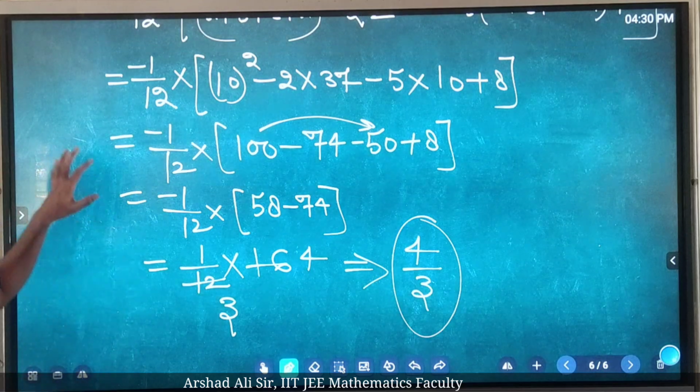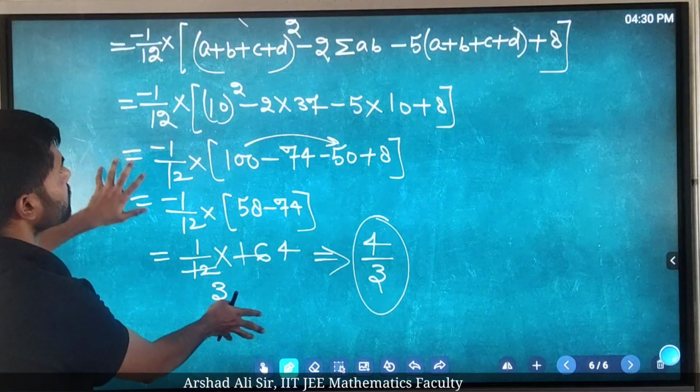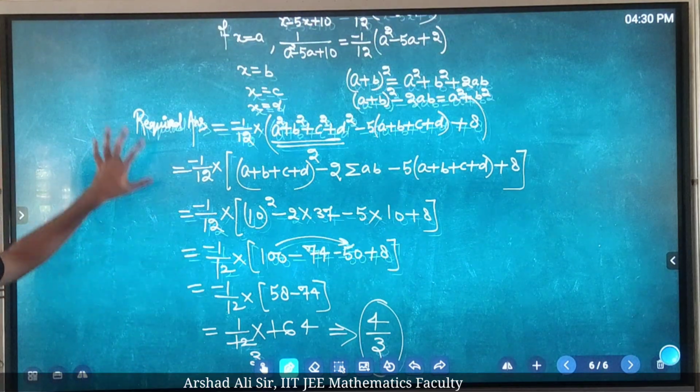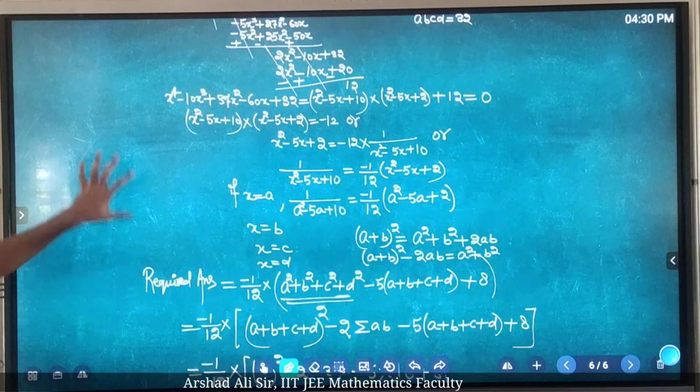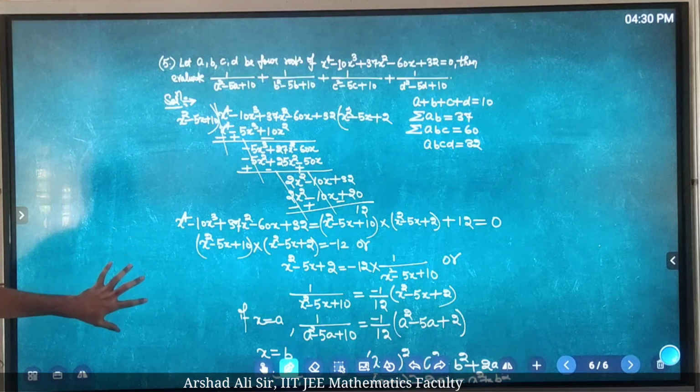Okay students. So these were the best questions. You can see it is a little bit lengthy question, but theory of equation is such a chapter, you can't ignore this chapter.